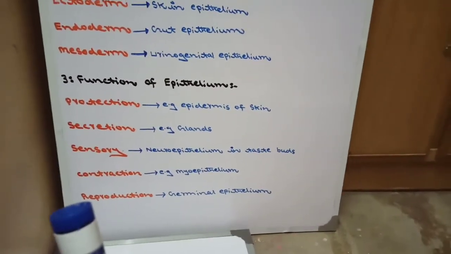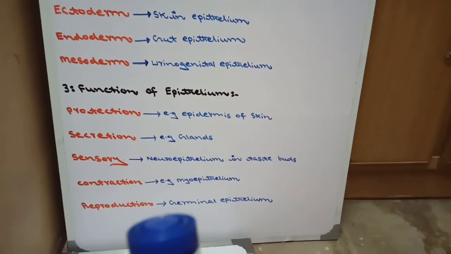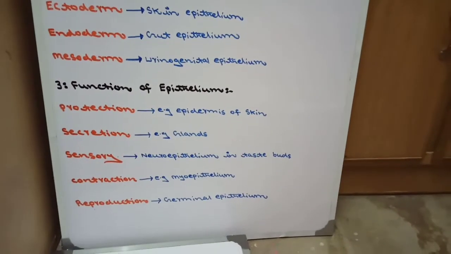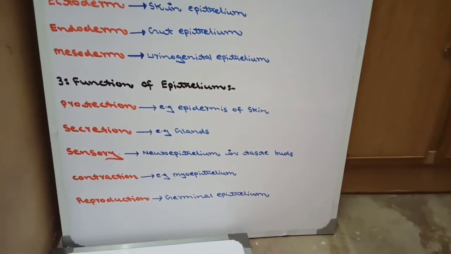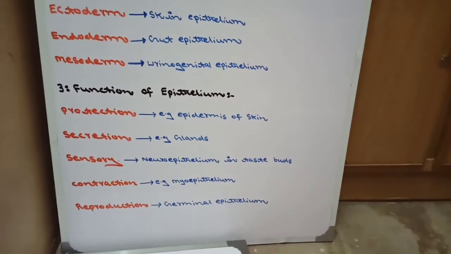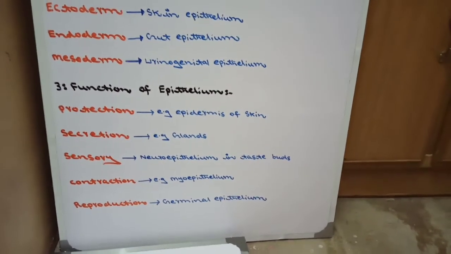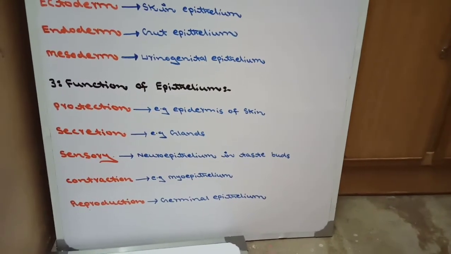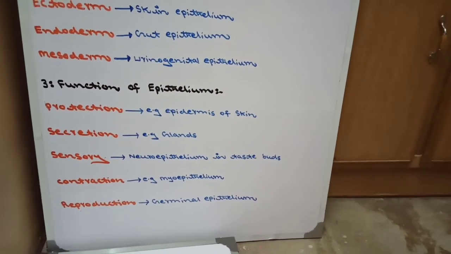The last function of epithelium is reproduction. For example, germinal epithelium. Germinal epithelium is responsible for reproduction. These are the 5 functions of epithelium. Number 1, protection. Number 2, secretion. Number 3, sensory. Number 4, contraction. And number 5, reproduction.